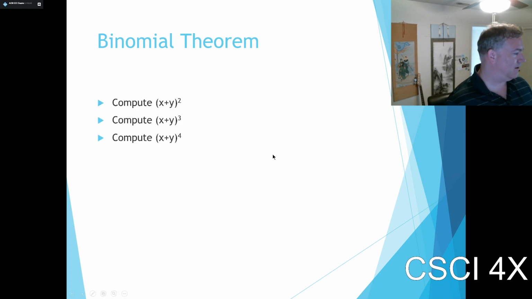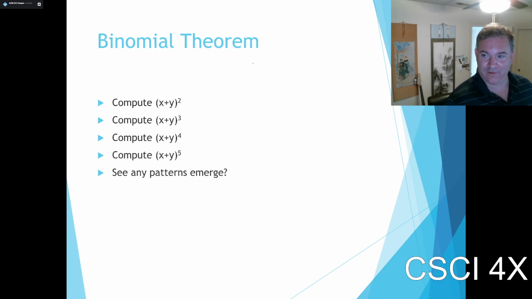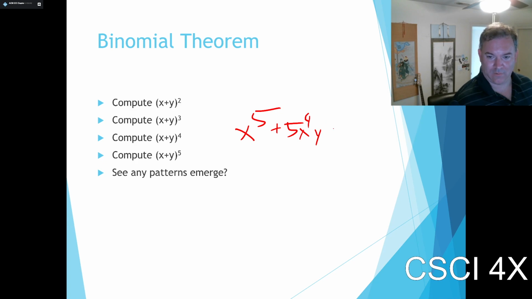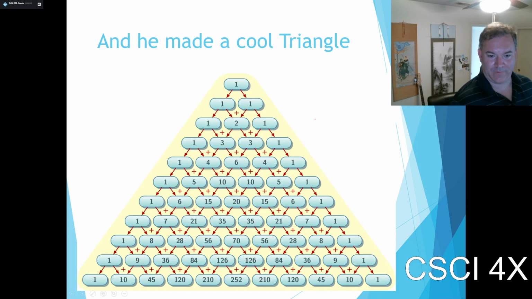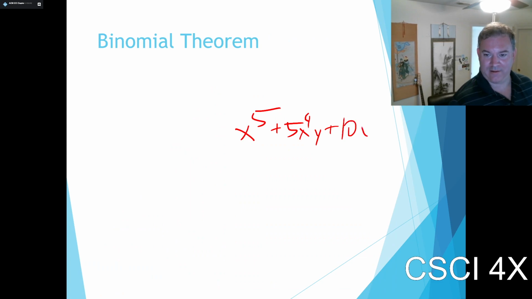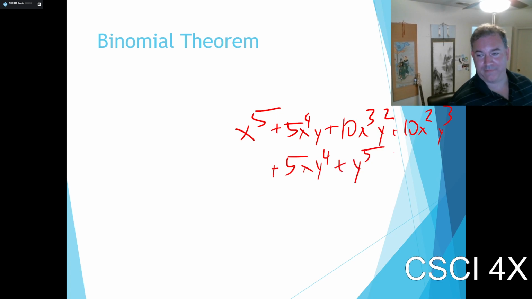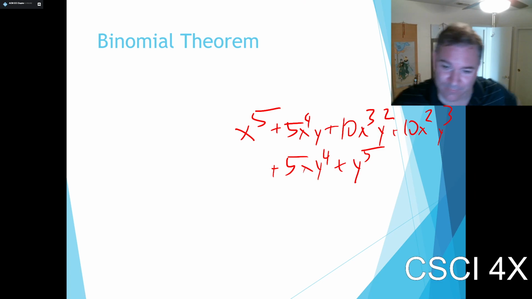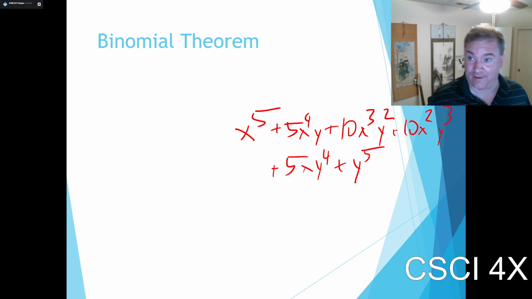So basically, if you were to write out what (x + y) to the fifth power is, it's x to the fifth plus 5x^4 y plus 10x cubed y squared plus 10x squared y cubed plus 5xy to the fourth plus y to the fifth. And if you think I'm doing that by actually doing the multiplication, clearly I am not.